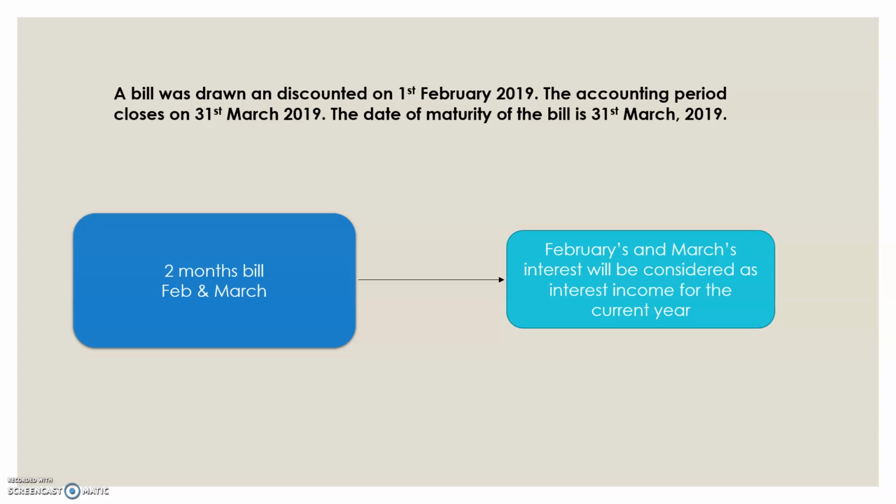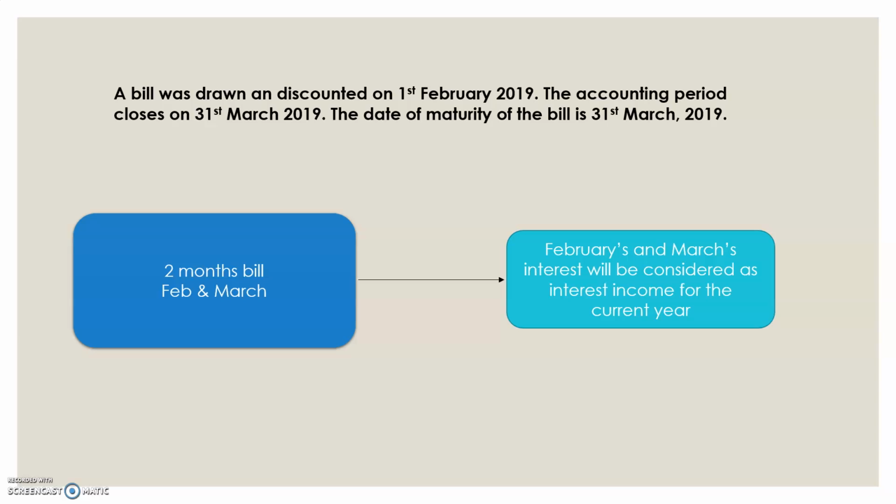In this case, you will have to calculate the maturity. The bill is discounted on 1st February 2019 and the accounting year is ending on 31st March 2019. So there is no problem, because the date of maturity is 31st March 2019 itself. The entire period of the bill is within that accounting year. You are calculating a 2 months bill, that is, you will be calculating interest for February and March, and February and March interest will be considered as the interest income for the current year itself.